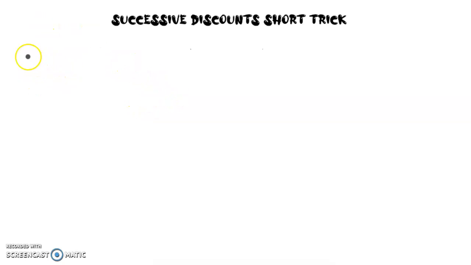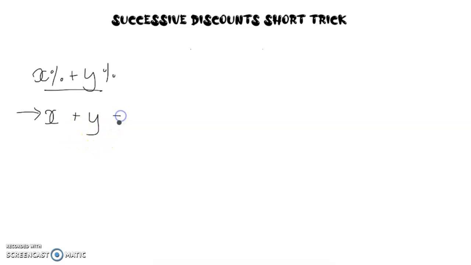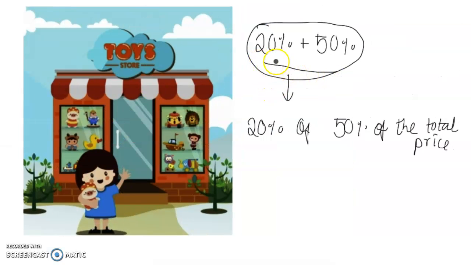So, to save time, there's one formula that we can use to find successive discounts. That formula is, if we have some percent, let's say X% plus another percent, let's say Y%, of the total price of that item, then the formula is X plus Y minus the product of X and Y divided by 100.